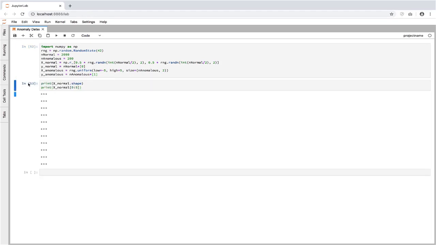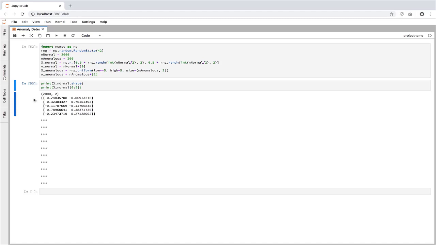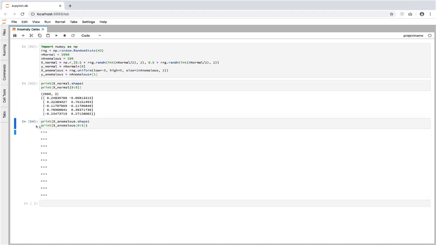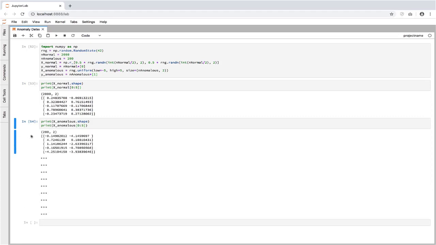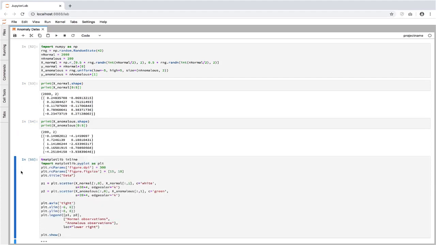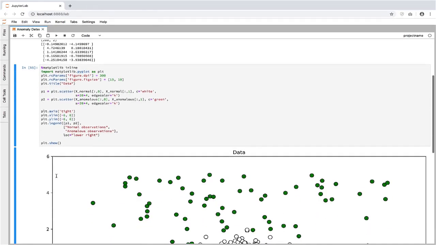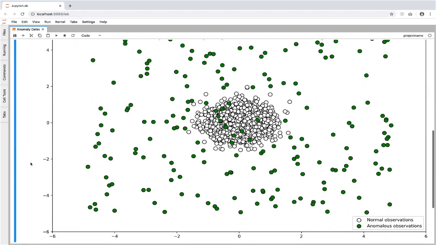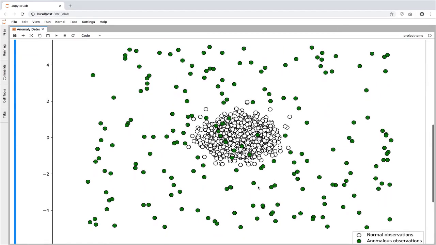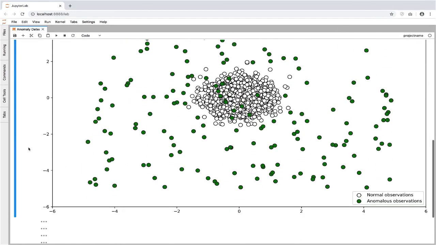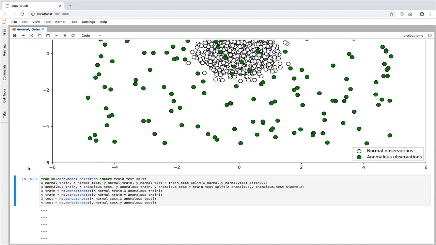Taking a quick peek, we can see that we've generated 2,000 normal observations, and then they are XY pairs sitting in the two-dimensional plane. And then the anomalous observations are only 200 in number. So next we're going to plot these so we can see what they look like. I've labeled the normal observations in white and the anomalous ones in green. Some of the anomalous observations look completely normal, like the ones in the middle. So we can expect some mistakes for the algorithm since even the data itself is not clear.